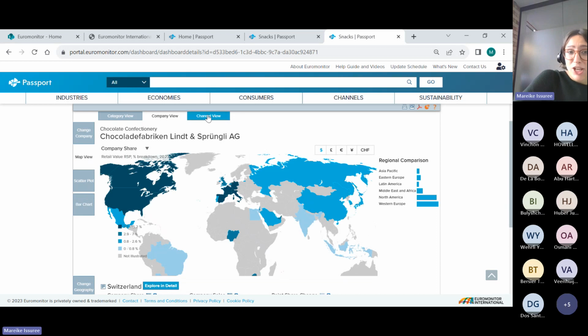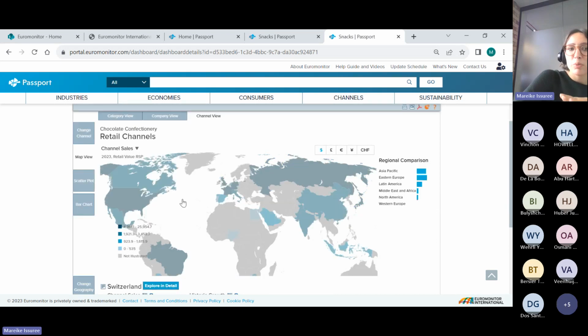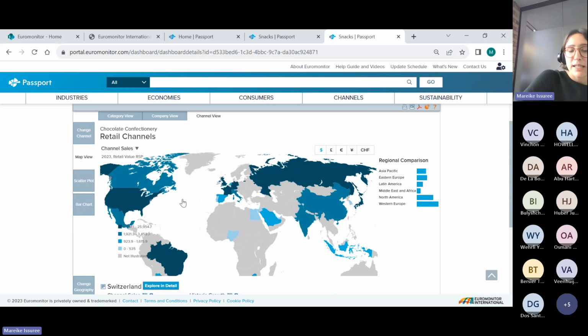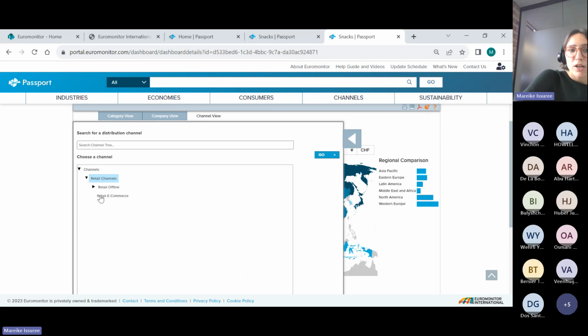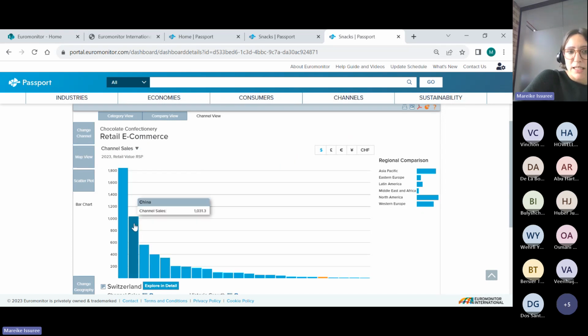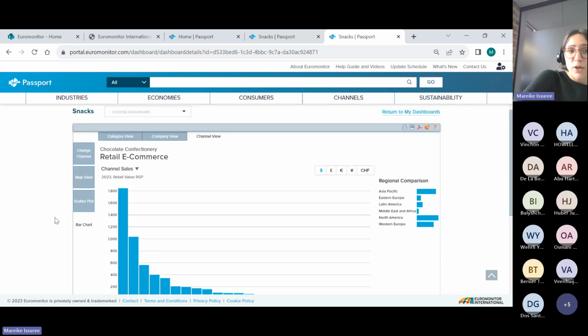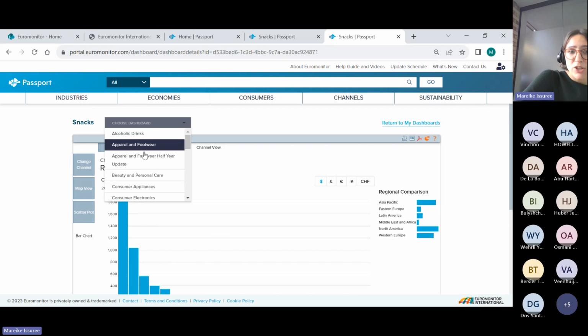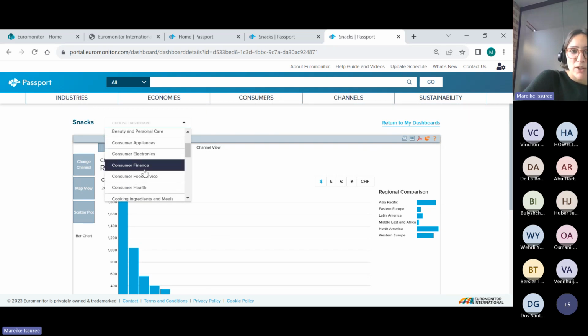And lastly, we can take a channel view where we would look at where people purchase chocolate in those countries, through which retail channels. Is that through offline retailing, supermarkets, or is it through e-commerce? So we could compare retail e-commerce with retail offline. So if we look at retail e-commerce and press go, it will show us those countries that already have a large consumption through retail e-commerce, like the US, like China. And you can do this for any other sector. So you can change the dashboard, go into the beauty and personal care one, go into the cooking ingredients dashboard.